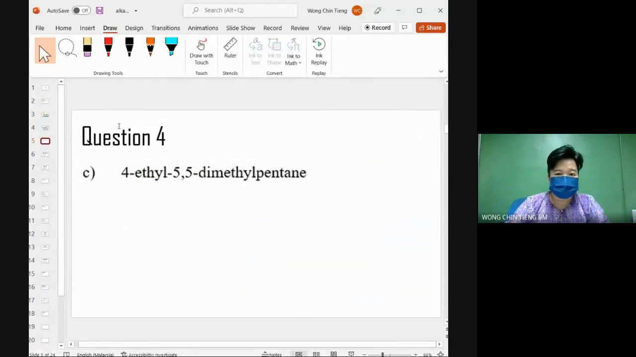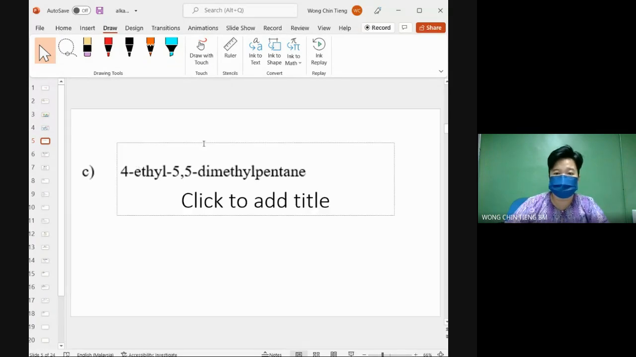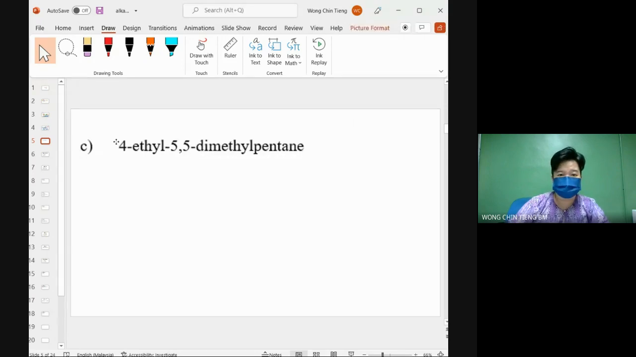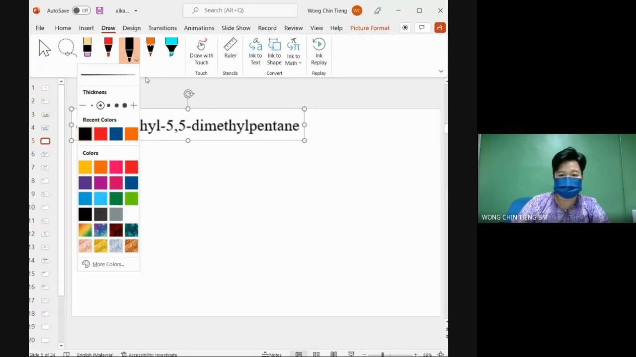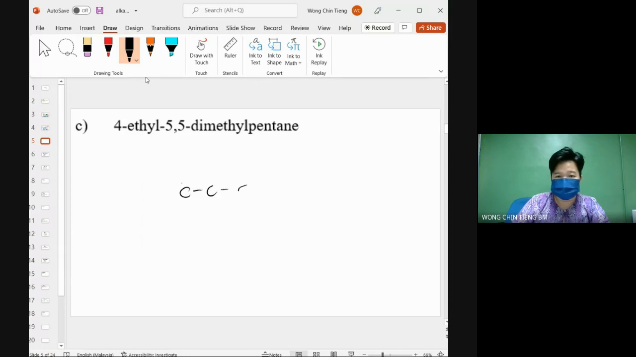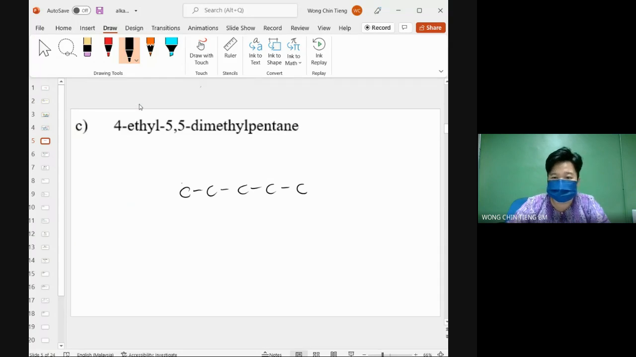Next. This one. Last question. So, I have my C over here. The same thing. What we are going to do is very similar. We are going to basically draw the structure first. Okay. Pentane. Pentane means 5 carbon. Alright. 5 carbon straight chain. Soalan ni pelik. 4 ethyl, 1, 2, 3, 4. CH2, CH3. 5 dimethyl. Tengok soalan pun kita tahu dia salah. Betul? Okay, lengkapkan dengan hidrogen. That is my H.